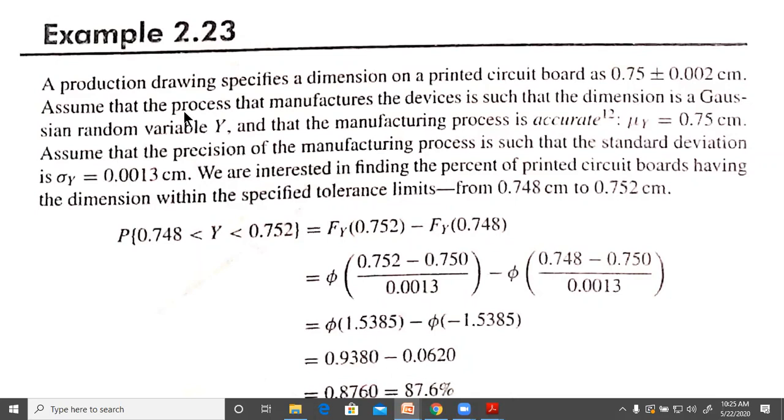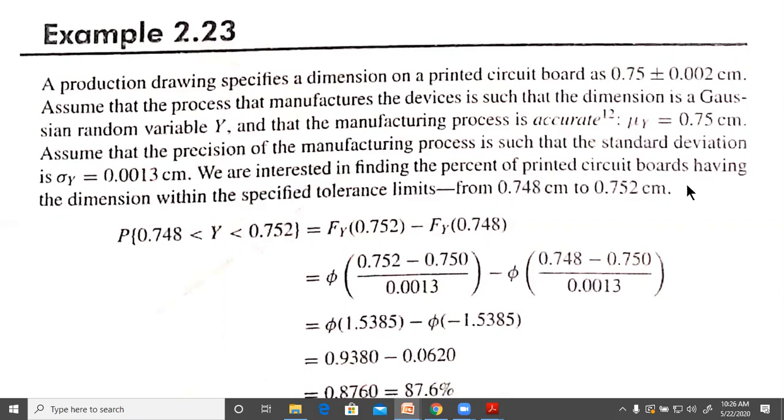Assume that the process that manufactures the device is such that the dimension is a Gaussian random variable, and the manufacturing process is accurate, with the mean equal to 0.75 centimeter. Also assume that the precision of the manufacturing process is such that the standard deviation is this value. We are interested in finding the percentage of the printed circuit boards having the dimension within the specified tolerance limits, that is within this range.